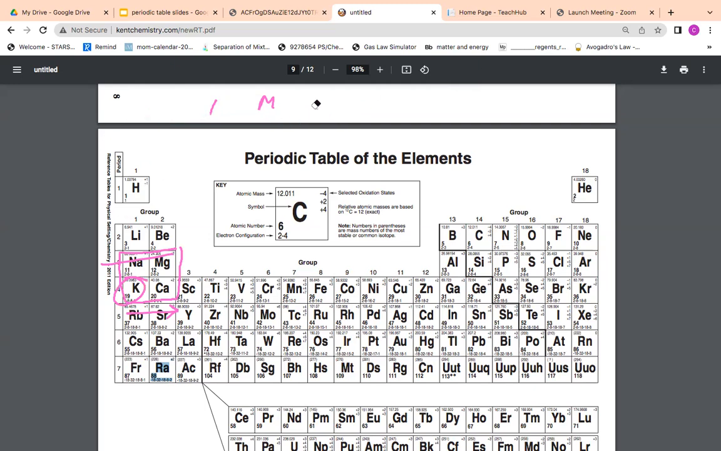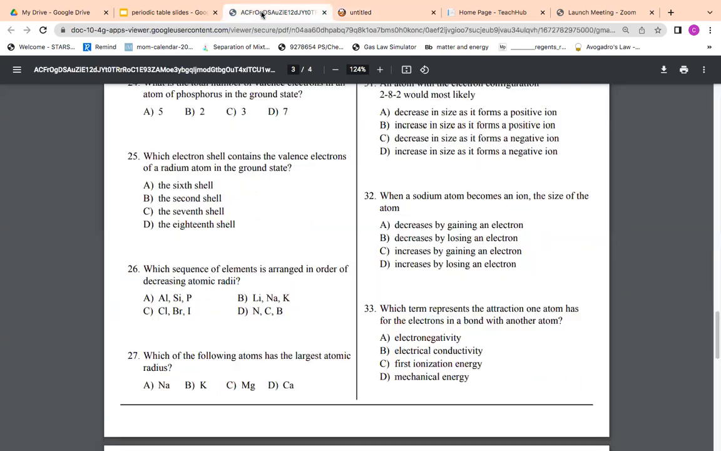And if you don't remember these trends, again, it's your last resort, but if you need the crutch, use your reference table, go to table S, look at the actual sizes of these things and compare them. But again, last option. So again, this would be choice B, potassium.